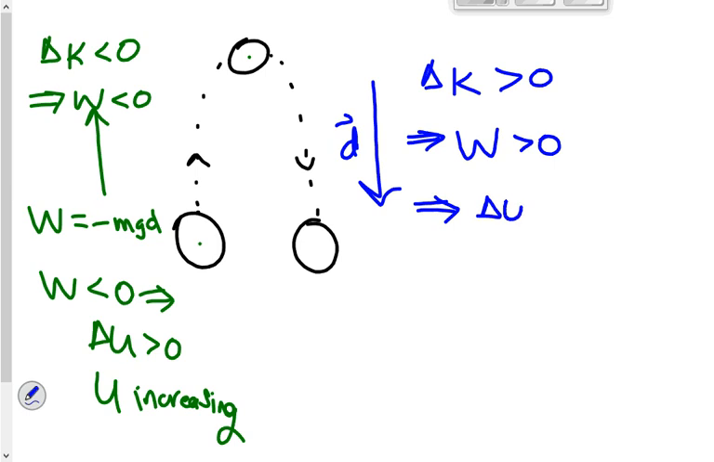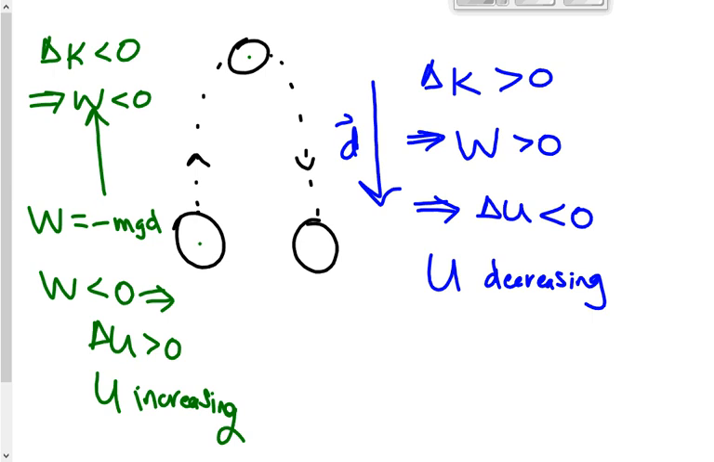And what does that tell me about the change in potential energy? Less than 0. Which means that the potential energy is doing what? It's decreasing. Because it means that U final is smaller than U initial.